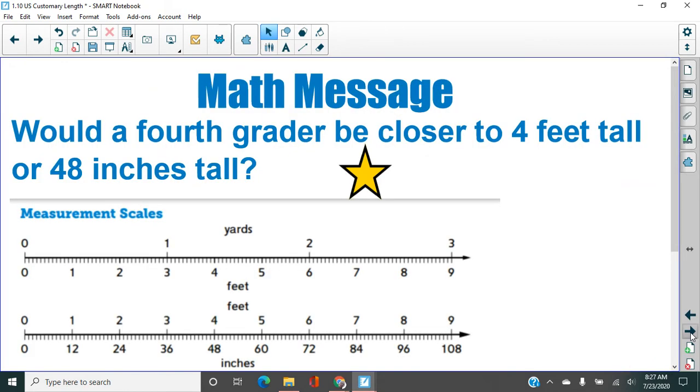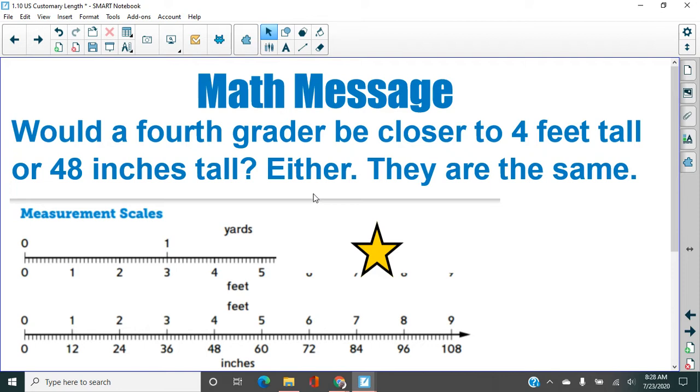Now, we also can think about feet and inches. So here's another one for you to think about. Would a fourth grader be closer to 4 feet tall or 48 inches tall? Think about that for a moment. And that's a little bit of a trick question because if each foot is 12 inches, like it is on your ruler, your ruler has 12 inches on it. Four of those groups of 12 would be 48. And so if you answered either one, you're correct. 4 feet and 48 inches are the same.